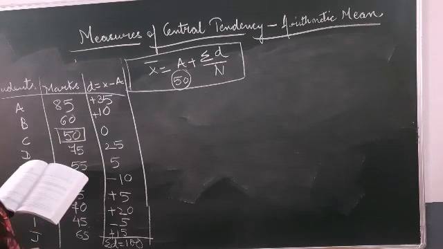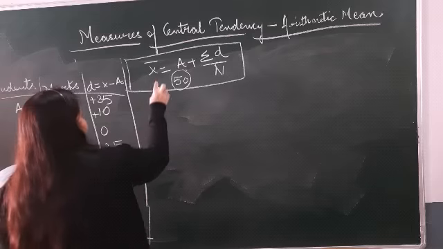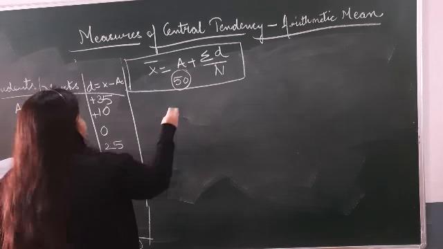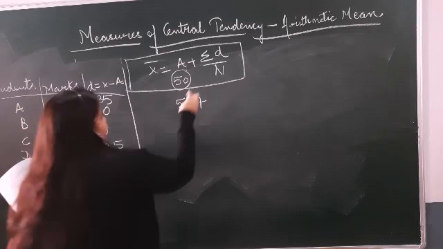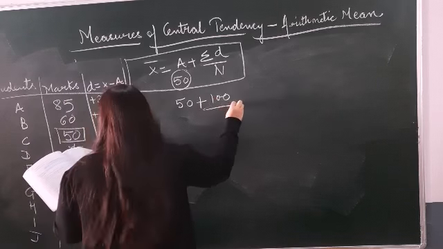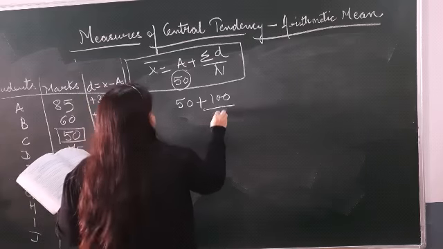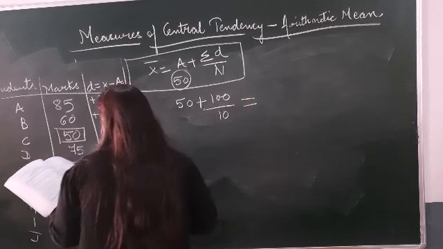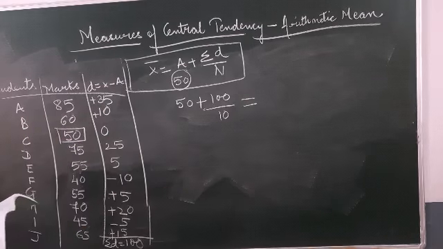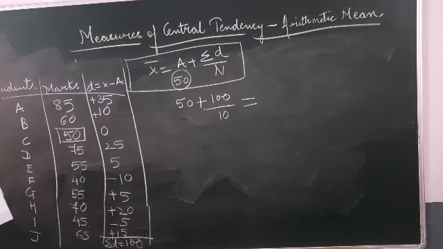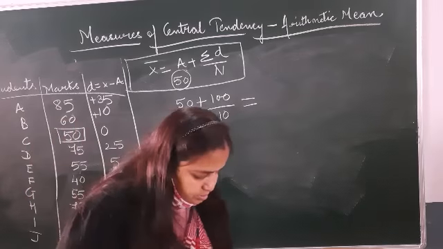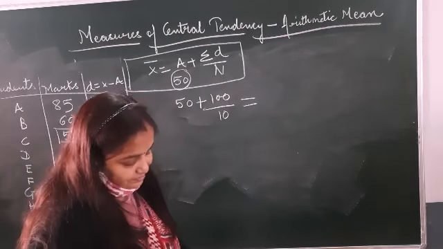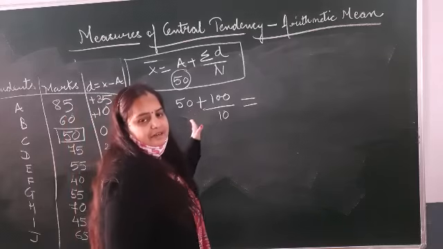Now we can solve it very easily. A we have. Arithmetic mean is equal to A plus sigma D over N. So 50 plus sigma D, which is 100, over the number of observations, which is 10. Now solve this. 100 over 10 is 10, then 60. Very good. Same answer will come.